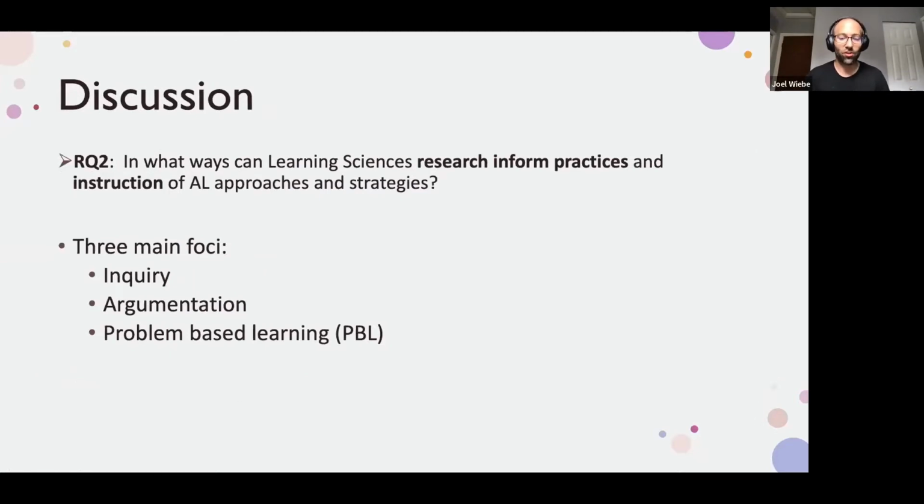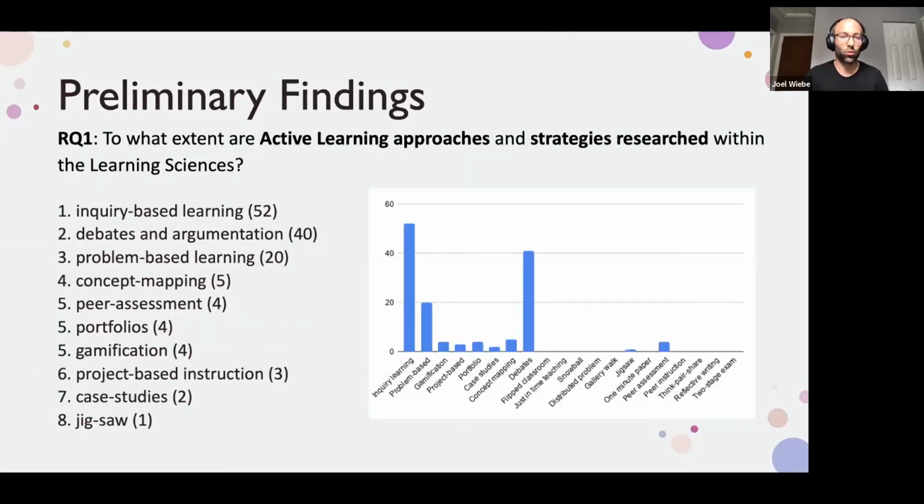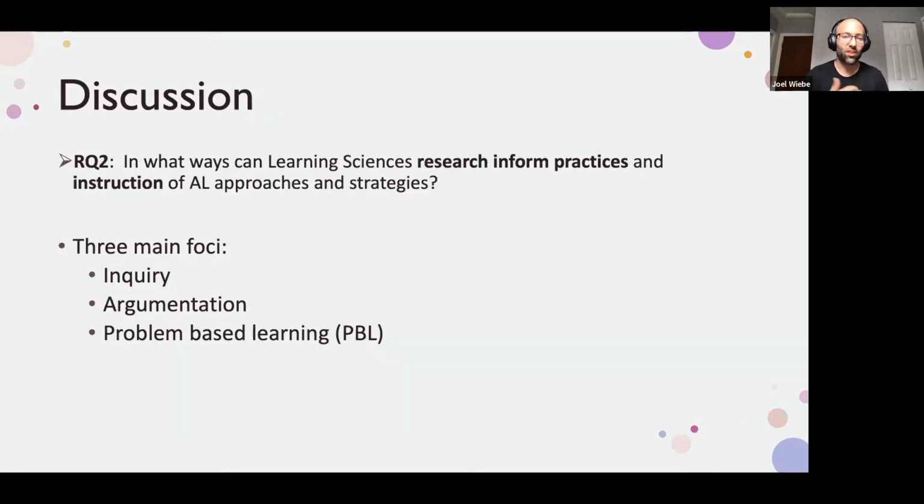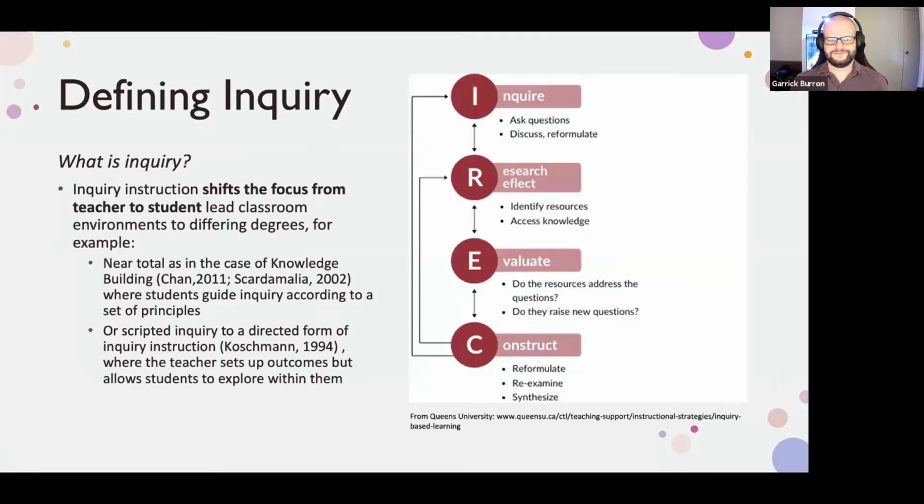So that answers our first question in terms of to what extent they are researched within the learning sciences. Next, we want to take a quick look at how they can now inform some practices and instruction. So we'll look at some of the findings that we have found so far on the major 3, starting with inquiry. So I'll hand it over to Garrick.